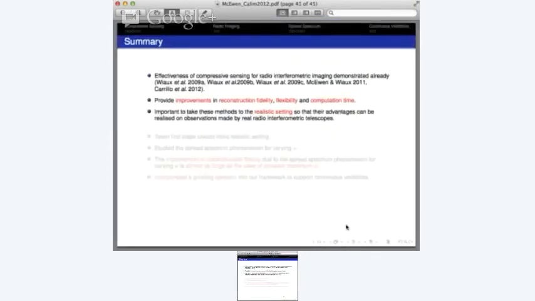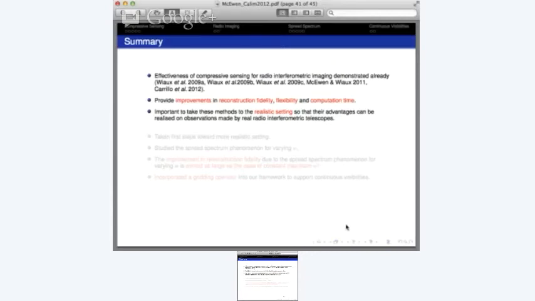So finally, just to conclude, there have been a number of works looking at compressive sensing for radio interferometry. I think these have extremely promising results. There are improvements in the quality of reconstruction, also in the flexibility of the methods, so you can easily add in additional priors, and also in computation time. There are many sophisticated convex optimization algorithms that we make use of.